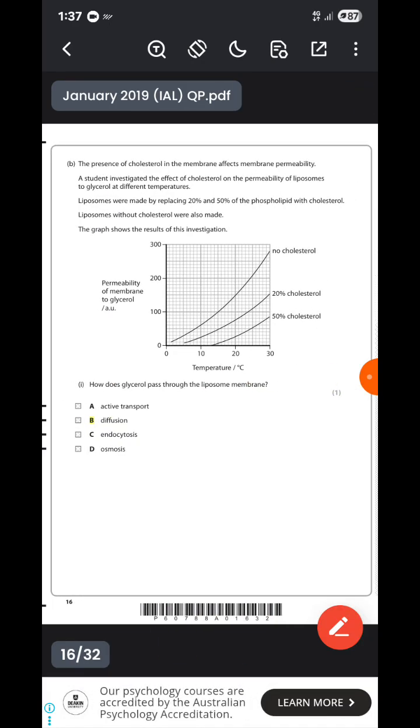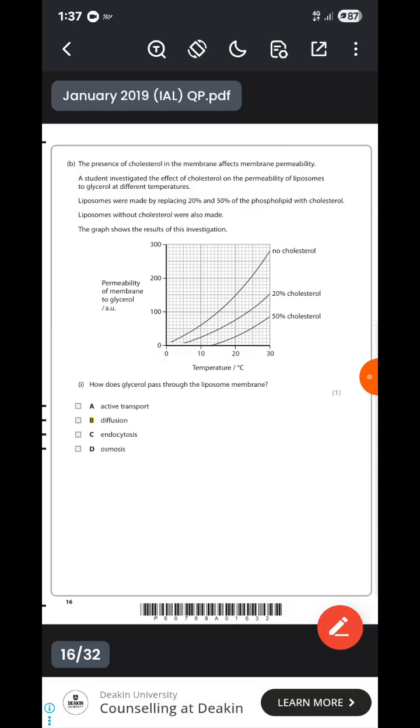Question number B, part B, sorry. The presence of cholesterol in the membrane affects membrane permeability. A student investigated the effect of cholesterol on the permeability of liposomes to glycerol at different temperatures. Liposomes were made by replacing 20% and 50% of the phospholipid with cholesterol. Liposomes without cholesterol were also made. The graph shows the results of this investigation.